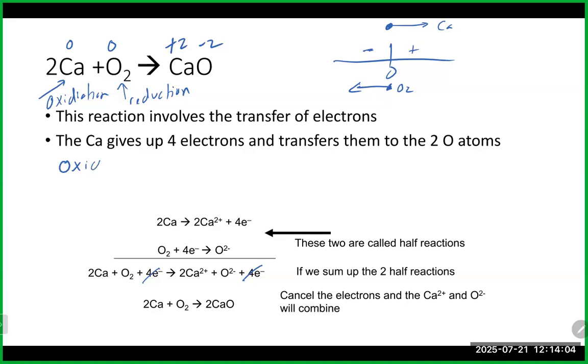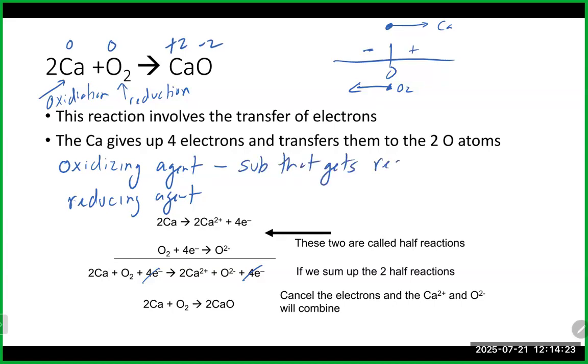Now, in addition to what is being oxidized and what is being reduced, sometimes you are asked about the oxidizing agent and the reducing agent. And those are different things than what is being oxidized and what is being reduced. The oxidizing agent is the substance that gets reduced, and the reducing agent is the substance that gets oxidized. They are called that because they basically cause the opposite effect to occur in the other species.